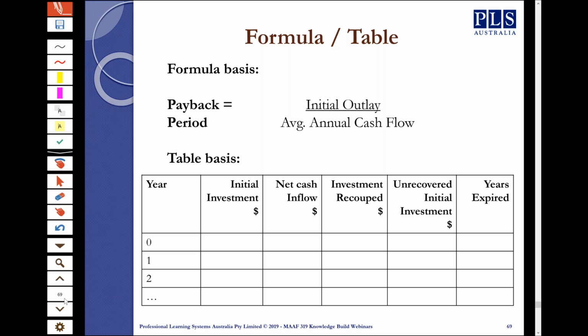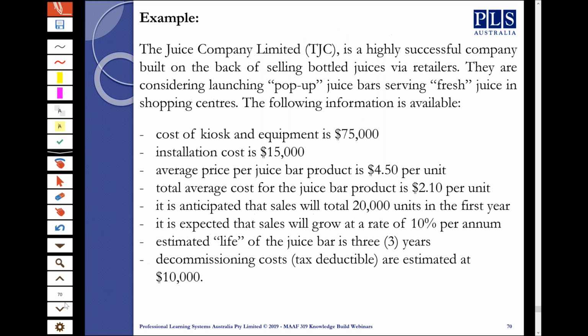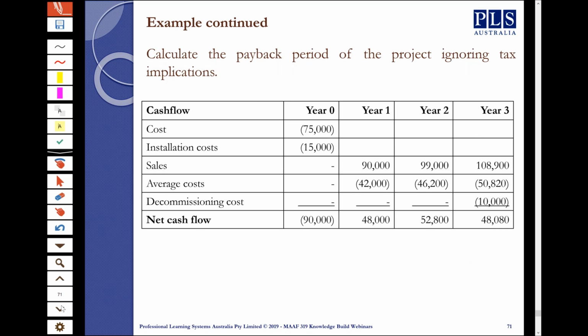Now, what I want to show you tonight is that process. So I'm using simplistically the same set of facts that I showed you before. You've got your cost of the equipment at 75, installation cost at 15, you've got your sales, etc. So same information as before. What that means is that we still need to construct our base numbers. Okay, year 0, we've got the outflow of the 90. Year 1, same logic, 20 by $4.50, 20 by $2.10, get you your 90 and your 42 to give you 48. What I'm trying to highlight, however, if you're looking at this from a payback perspective, is how long it takes you to pay back the 90,000 investment.